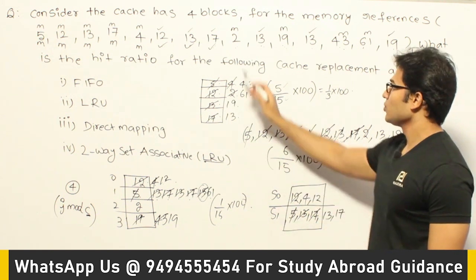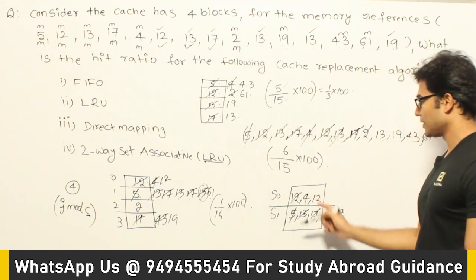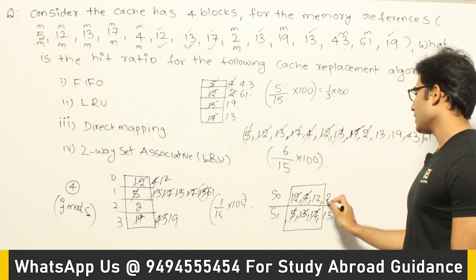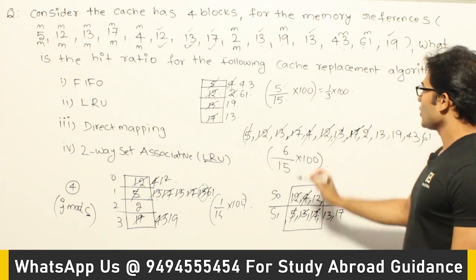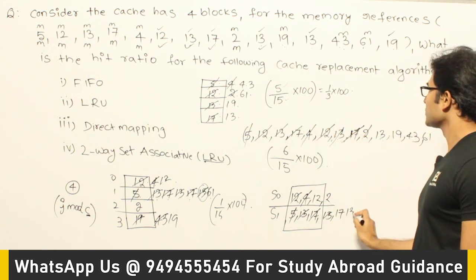And then 2 is not present there, therefore it is a miss. And which one has to be replaced? The one which is down the list, which means 4 has to be replaced with 2. And what about 13? 13 is already present there, hit, move it up the list.